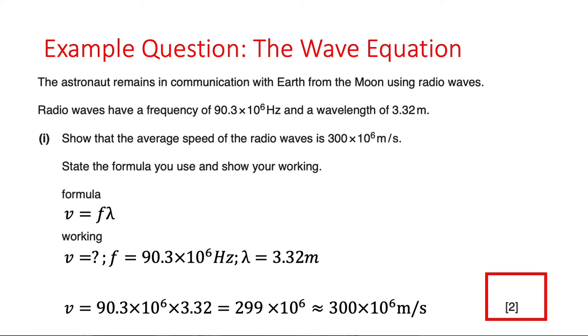Now, that is approximately equal to 300 times 10 to the 6. Remember, you're allowed to use significant figures to your advantage here. If we're taking this to 1, 2 significant figures, the answer would be 300 times 10 to the 6. So that seems reasonable there.